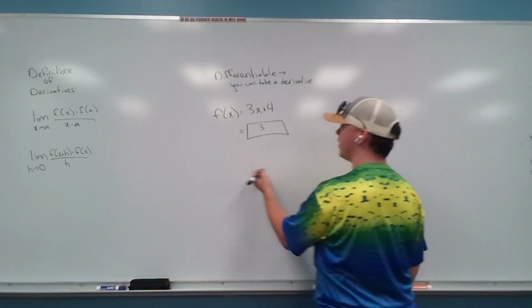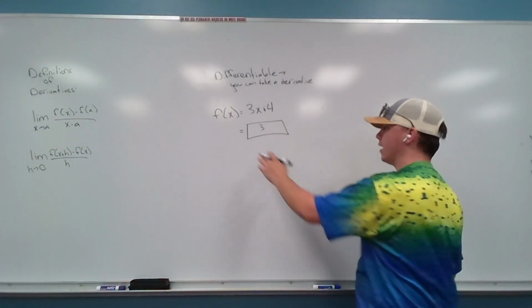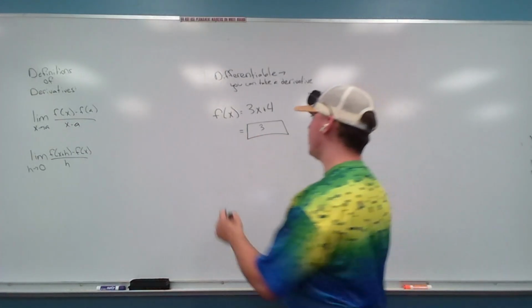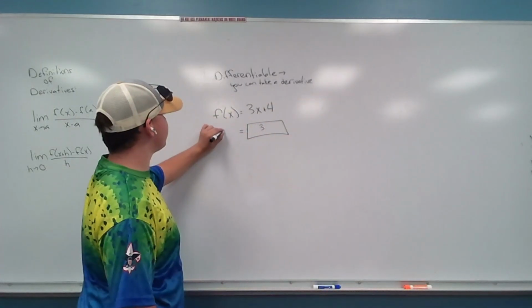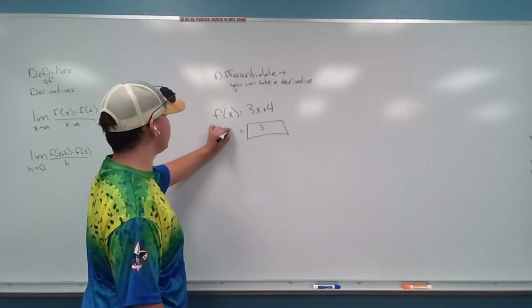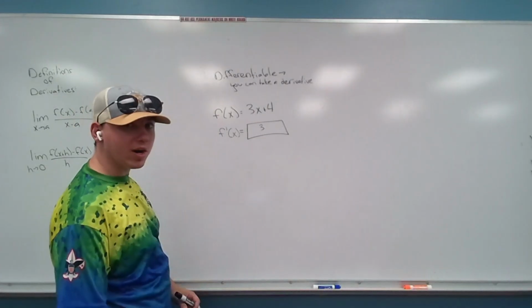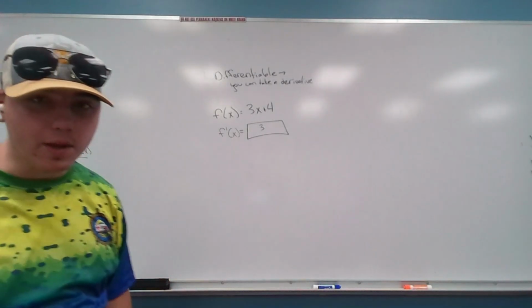How do you say that this is the derivative? Well, there's a few different ways to do it. You can say f prime of x. Hope you can see that on the board. I wrote an f and then I gave it a little apostrophe, a cute little apostrophe right there. Yep, you can see it.